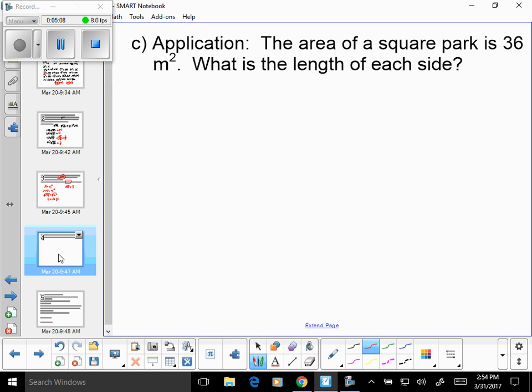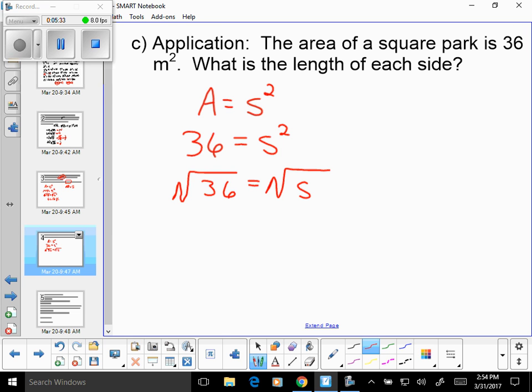In C, very similar. If you'd like to hit pause, you may do the problem. I will go through it. I'm going to start with my formula, area equals side squared. They tell me the area this time is 36. So if I take the square root of 36, that should equal the square root of s squared. The square root of s squared is s. The square root of 36 is 6. And my measurement is in meters.